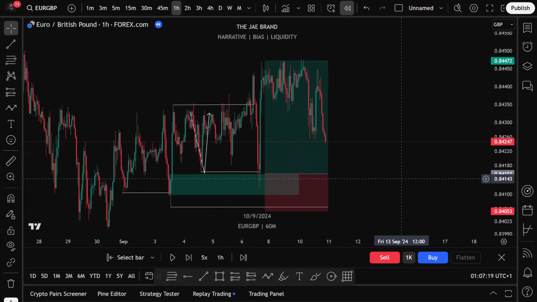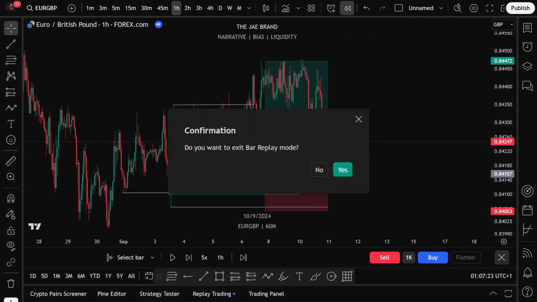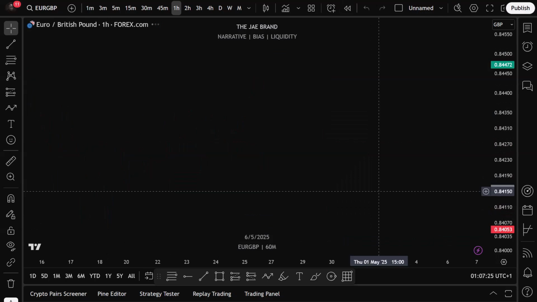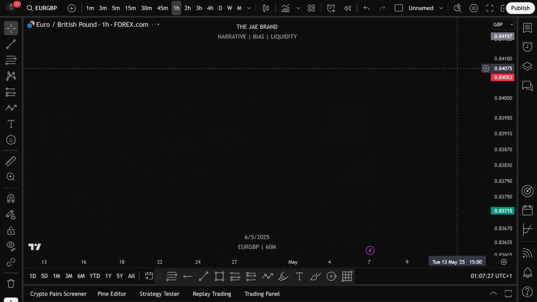So guys, this is everything you need to know about structural liquidity, how to validate structural liquidity and inducement liquidity.